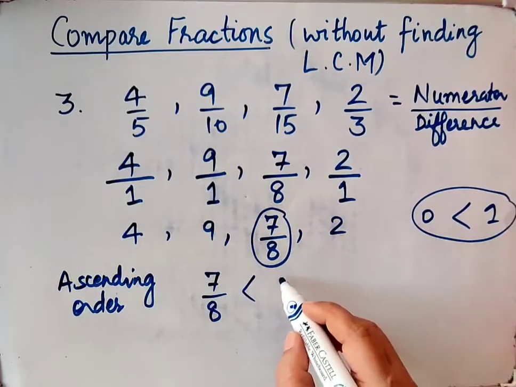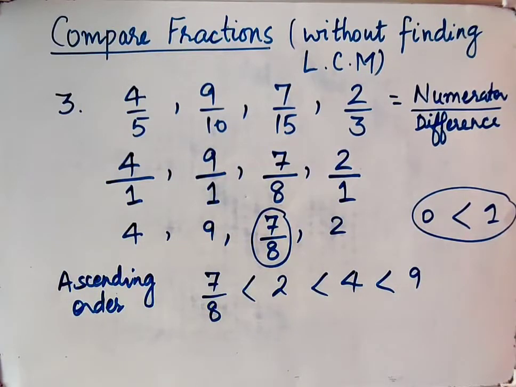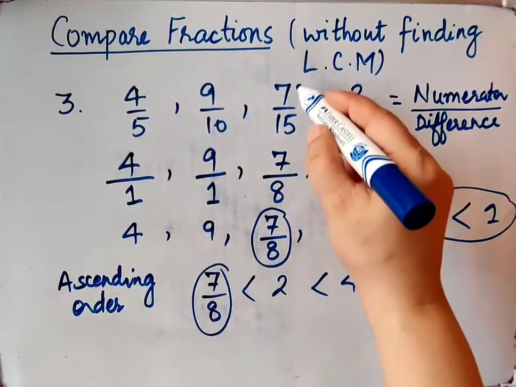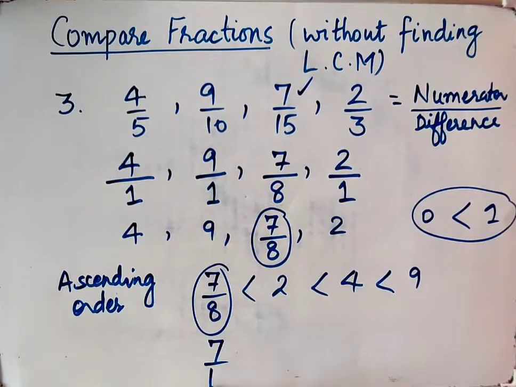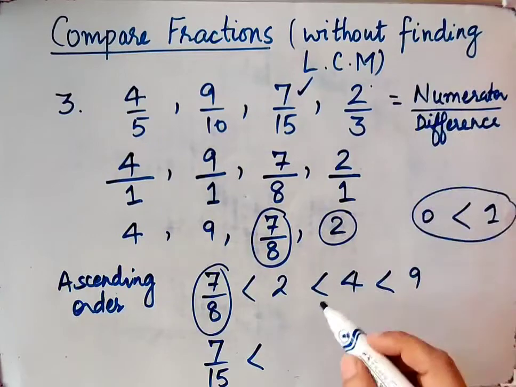That is less than 2. 2 is less than 4. And 4 is less than 9. So the fraction corresponding to 7 by 8 is 7 by 15. That means this is less than the fraction corresponding to 2, which is 2 by 3.